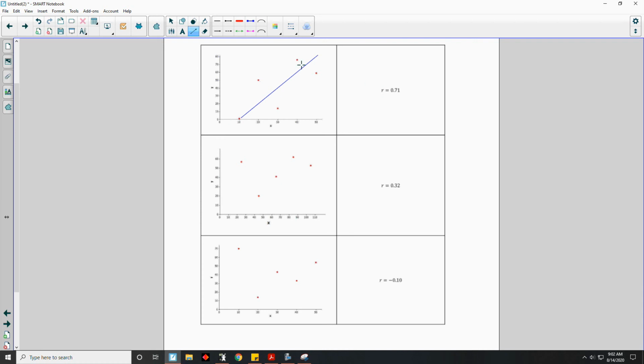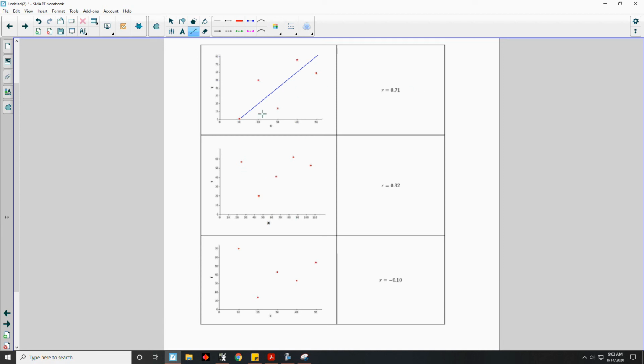So here's 0.71. Fairly strong. 0.5 would be middle of the road, so that'd be like a moderate positive correlation. And then as you go closer to 0, between 0.5 and 0, you're going to say it's a weak positive or negative linear correlation.